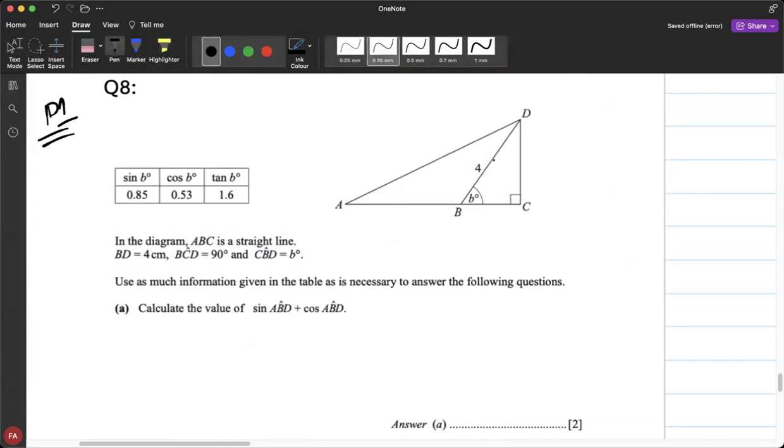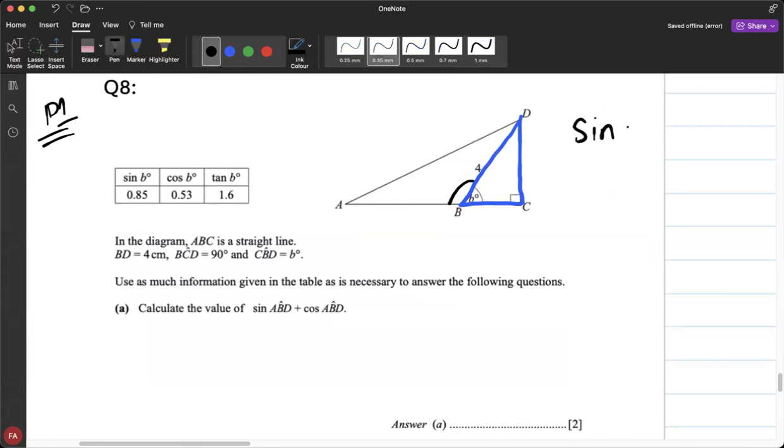Calculate the value of sine ABD. So they're asking us this. And similarly, cos of ABD. So they're also asking us cos of this as well. Now, like I said, we can't do that. The only thing I can figure out so far that we have studied is based on the SOHCAHTOA principle. And the SOHCAHTOA principle is only applicable inside this bracket or inside this triangle.